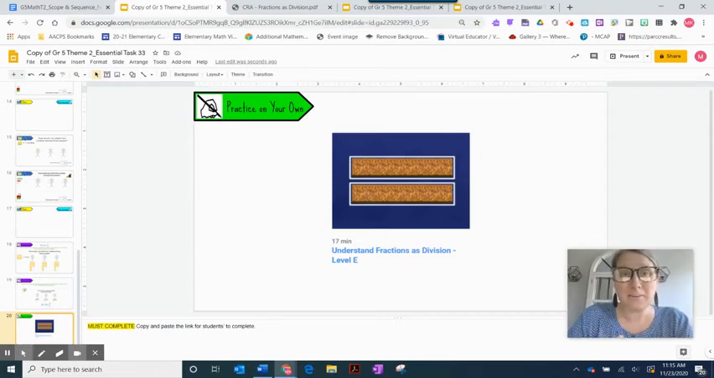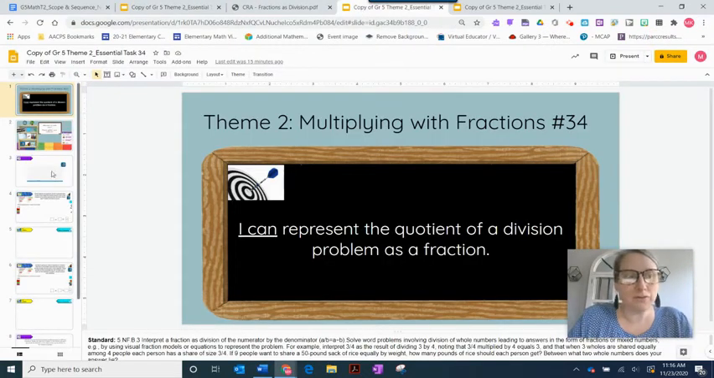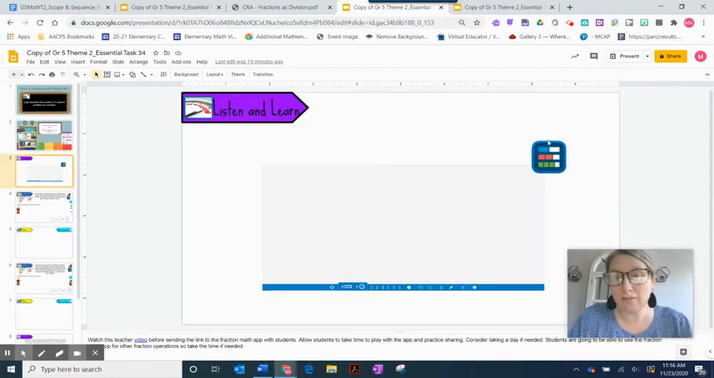This video is awesome. It does stuff that we can't do virtually, and they physically can break this cookie bar or candy bar. They can break it into pieces and move from the whole, which is awesome. So that's Essential Task 33. Essential Task 34 just kind of picks up where they left off.